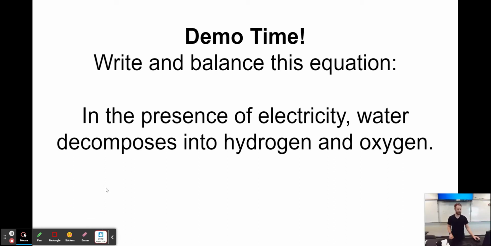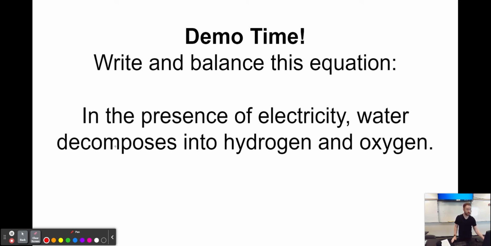I'm back. Let's go through this. In the presence of electricity, do we have to include that in our reaction? We don't really, because electricity is energy. So I'll show you a way that sometimes an input of energy is indicated while you're writing a chemical reaction.